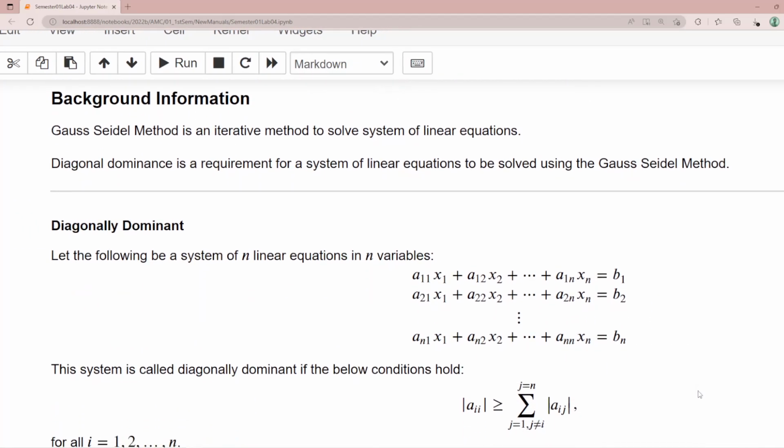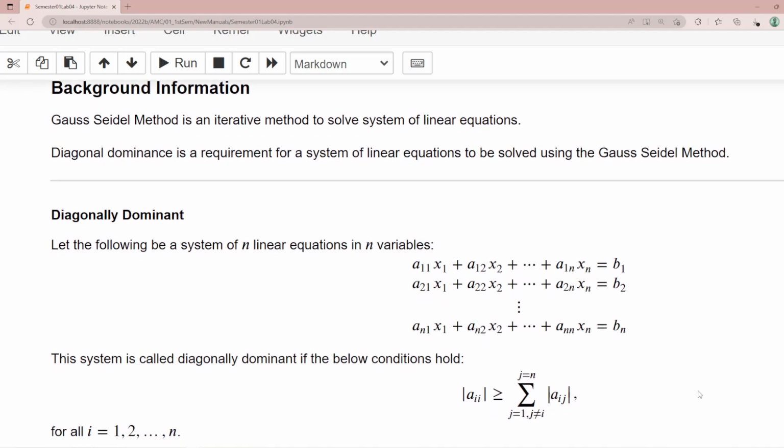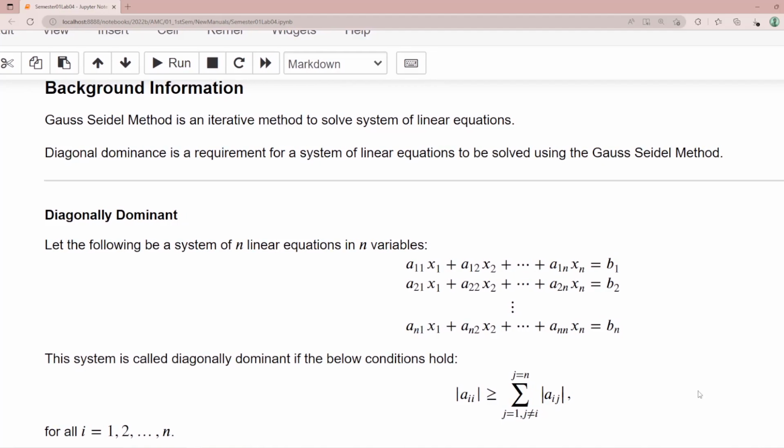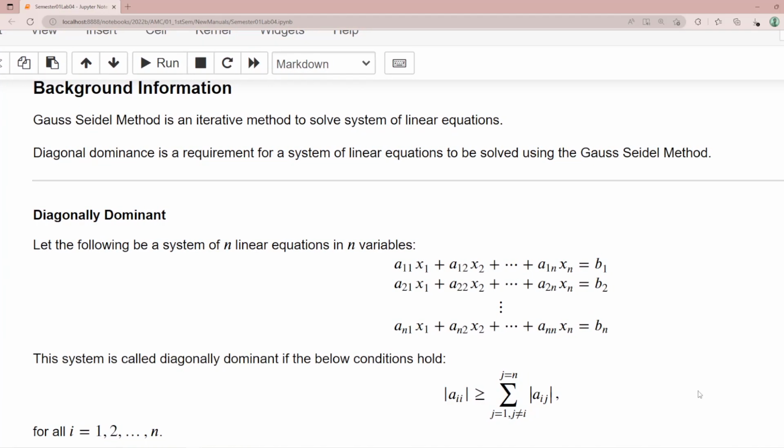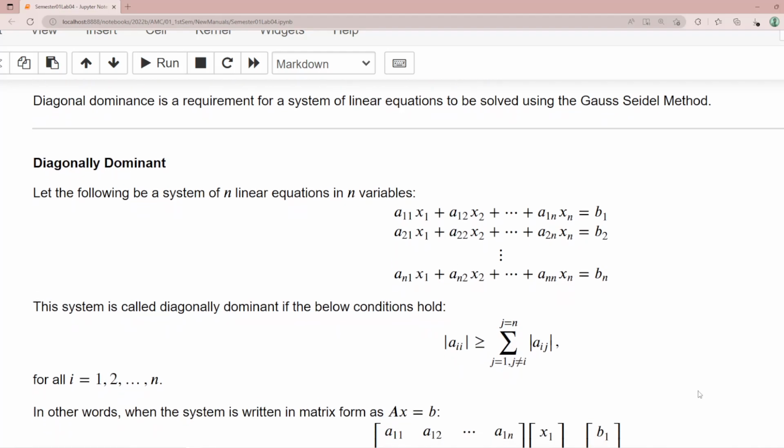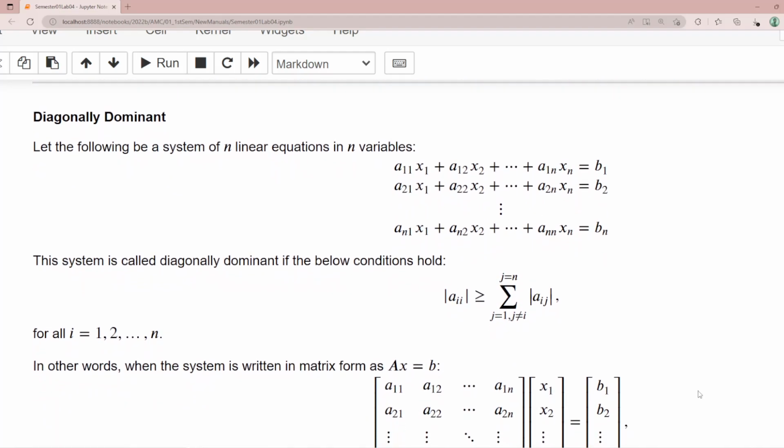So Gauss Seidel method is an iterative method to solve a system of linear equations. In the entire method, diagonal dominance is a requirement for the system to be solved using the Gauss Seidel method, though diagonal dominance is not the necessary condition. However, diagonal dominance is a sufficient condition for a system of linear equations to be solved using Gauss Seidel method. So first, let's explore the definition of diagonal dominance.